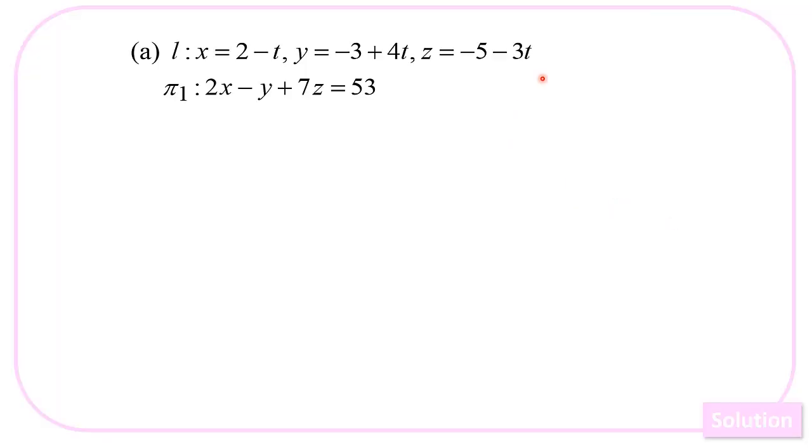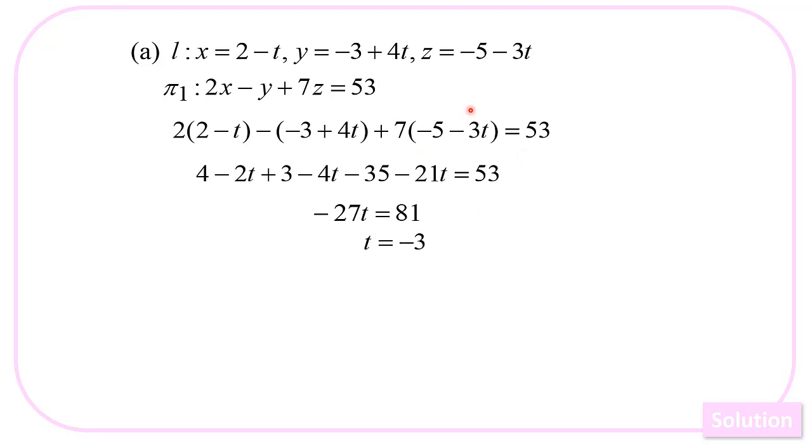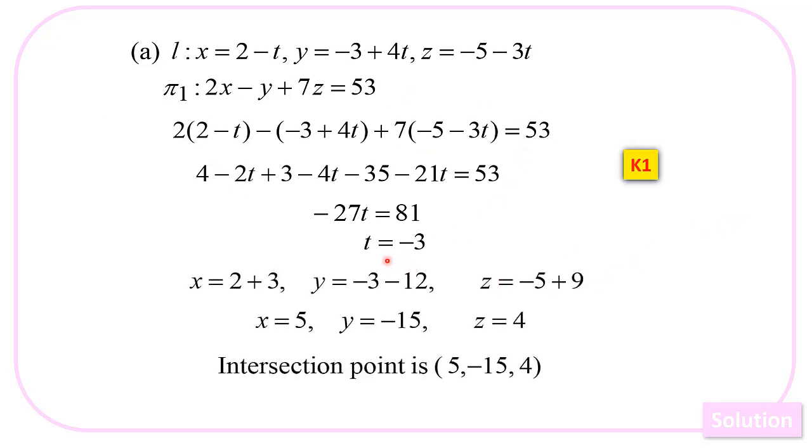So to find the point of intersection between a line and a plane, the equation of the line must be in parametric form. So what we are going to do here is substitute x, y, and z of the equation of the line into the equation of the plane to get t. So for this process, we get K1. And then substitute the value of t into the parametric equations for x, y, and z, and then put it in coordinate form. So K1, J1 for that process.